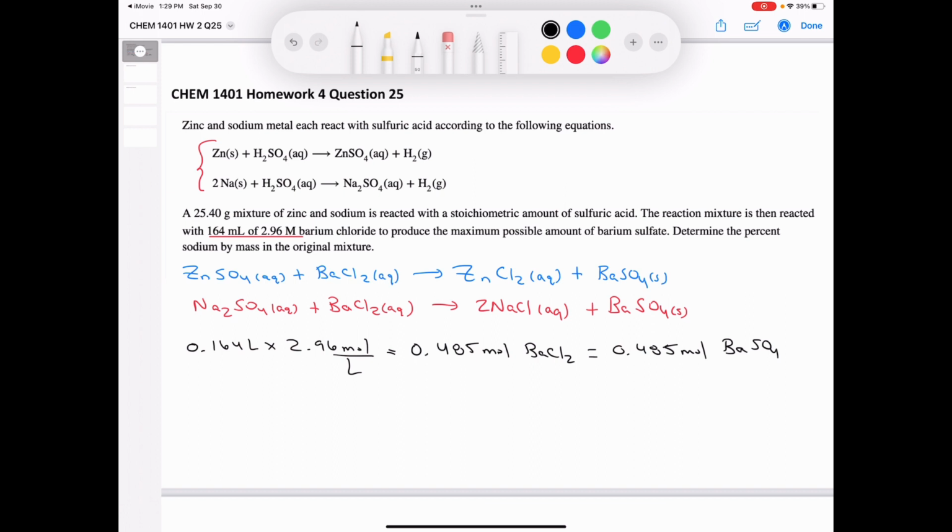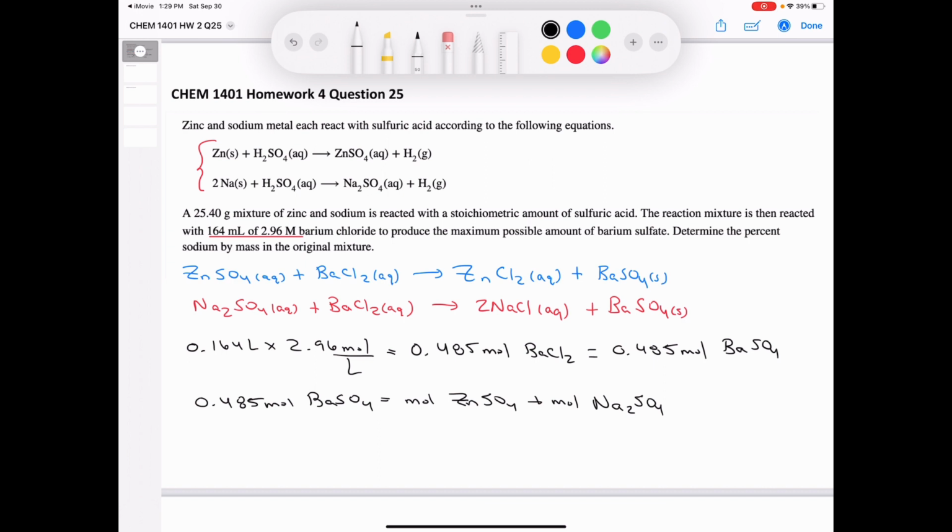And therefore we can write out a new equation, and we can say that 0.485 moles of barium sulfate came from the sum of the number of moles of zinc sulfate and the number of moles of sodium sulfate. But since the question asks for the mass of sodium metal in the mixture, we have to relate the mole amounts of zinc sulfate and sodium sulfate to zinc metal and sodium metal.